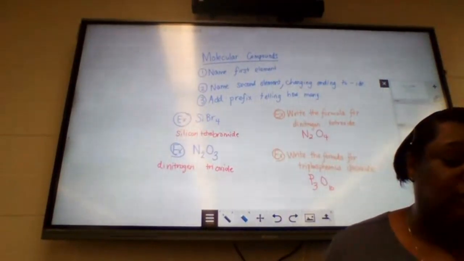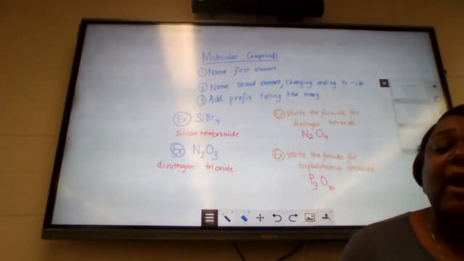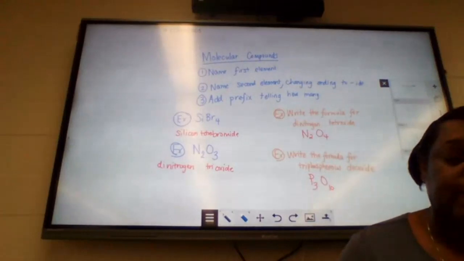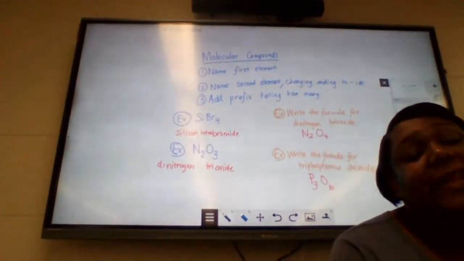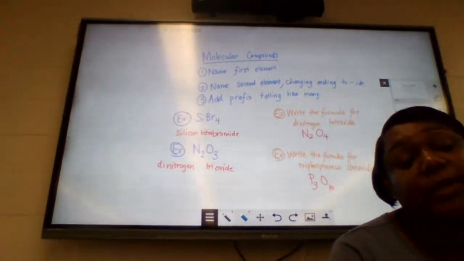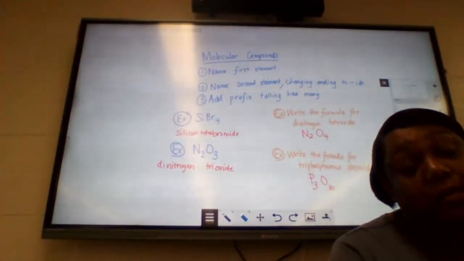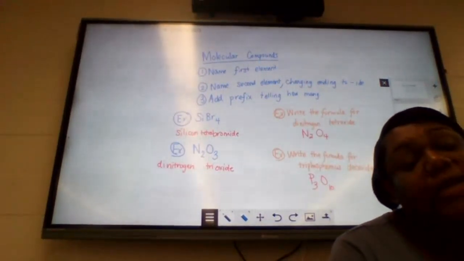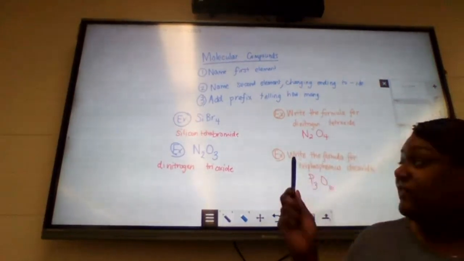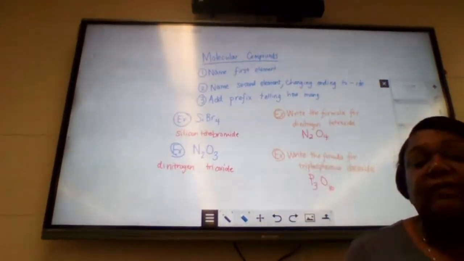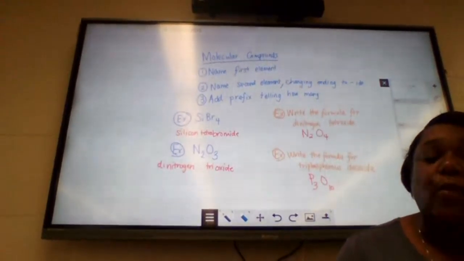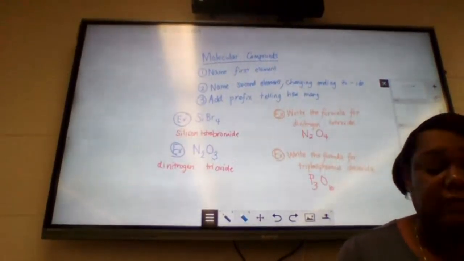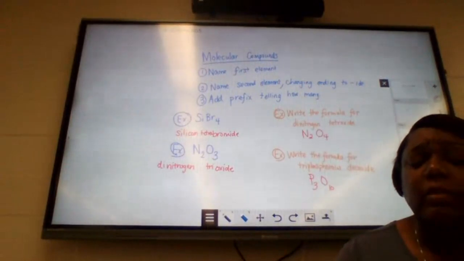But now we're going to move into talking about how to draw Lewis structures. When we're dealing with molecular compounds, again, you'll notice that there are not a whole lot of elements on the periodic table that are non-metals, okay? And so because of that, that's why we have those prefixes, because these nonmetals can join in different ways, and we need to be able to tell the differences between those compounds.